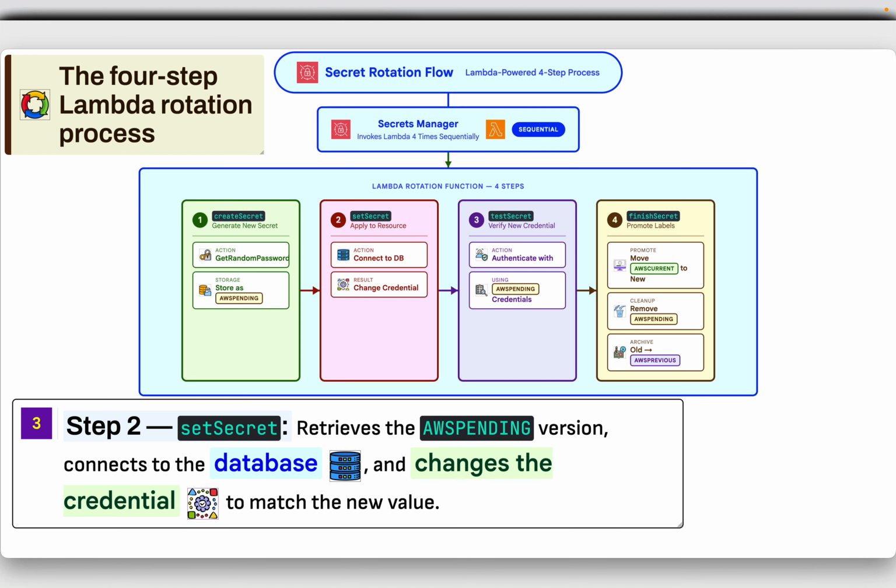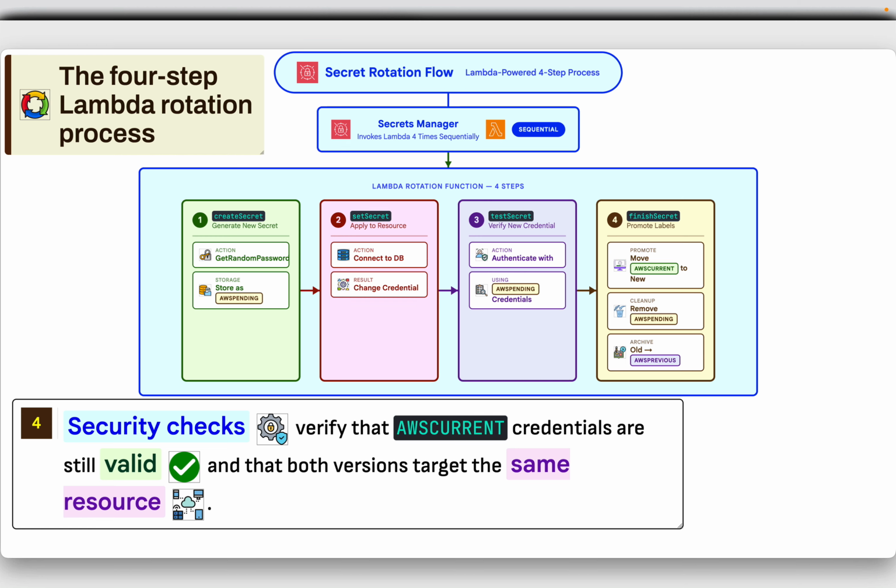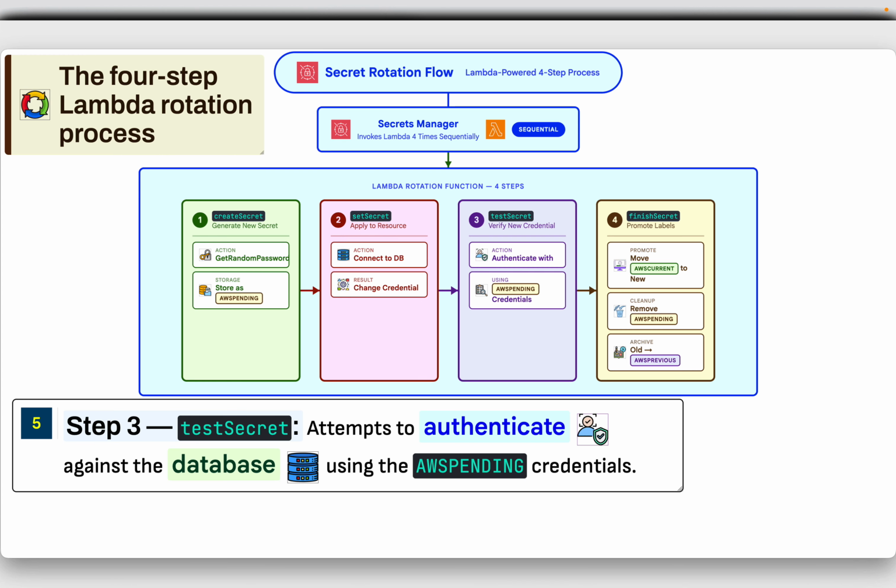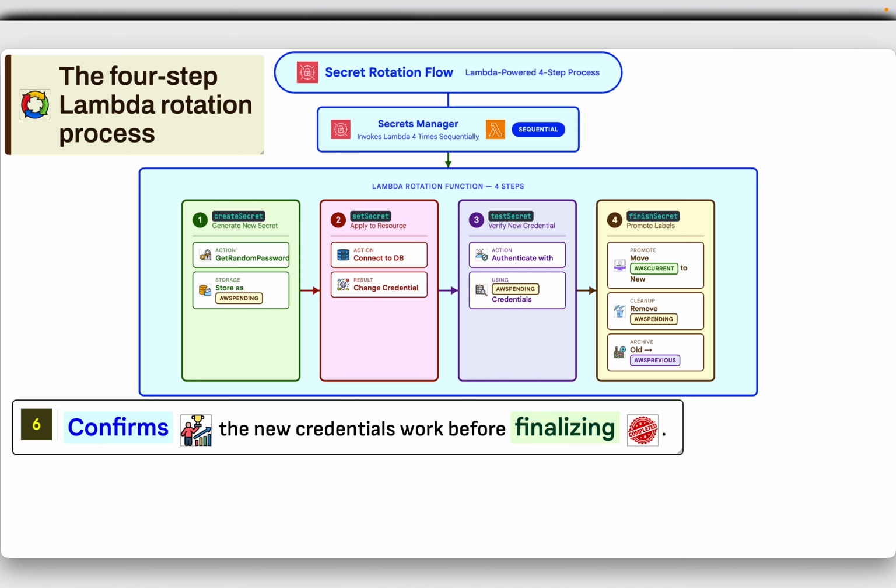Step 2, set secret. This retrieves the AWS pending version, connects to the database, and changes the credential to match the new value. Security checks verify that AWS current credentials are still valid and that both versions target the same resource. Step 3, test secret. So this will attempt to authenticate against the database using the AWS pending credentials, and this will result in confirmation. So this confirms the new credentials work before finalizing the rotation.